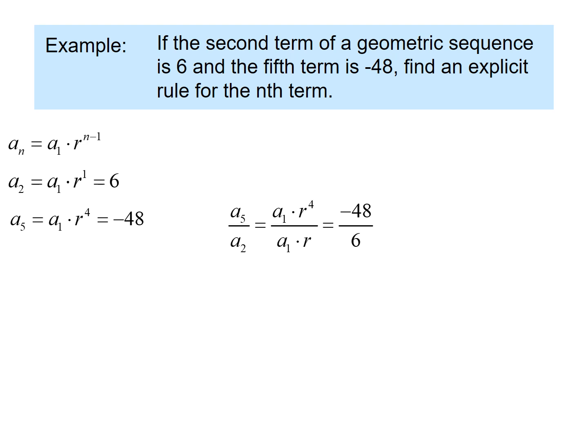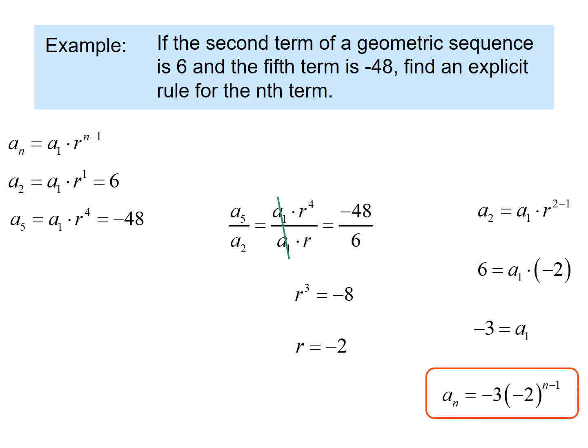And if we divide these two functions, a sub 5 over a sub 2, we can see that a sub 1 cancels out. We get -48 over 6, and r to the fourth over r is r cubed. So r cubed is -8, which means r must be -2. So we've figured out from this our common ratio. And again, we know that a sub 2 equals a sub 1 times r to the power of 2 minus 1. Well, we know that r is -2. We know that a sub 2 is 6, so a sub 1 must be -3. So now putting this all together, we have an explicit formula for this geometric sequence.